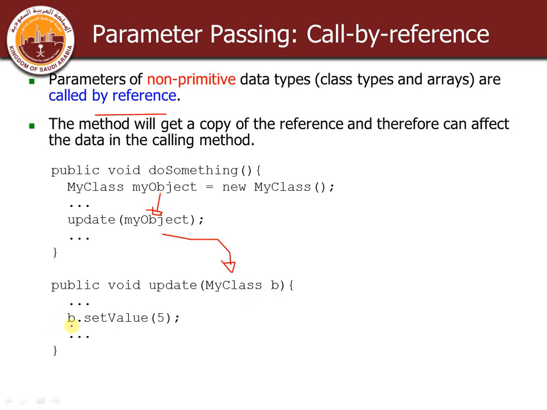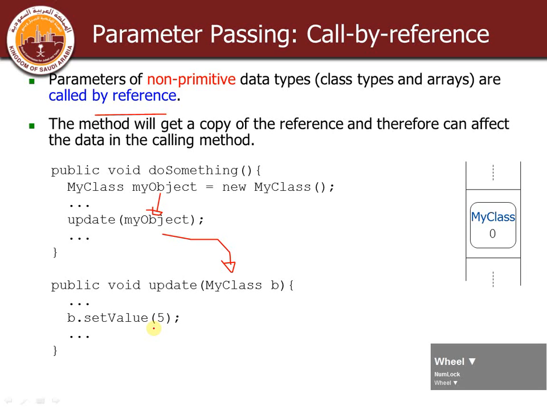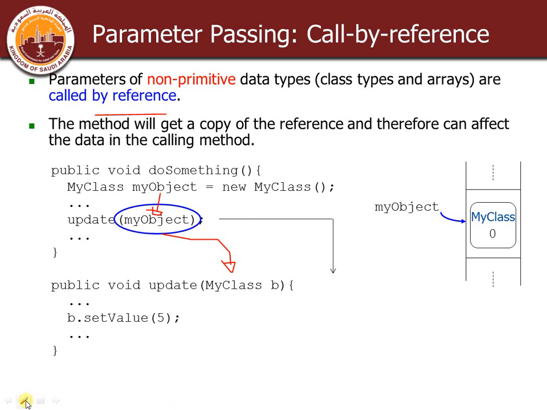So now if I do some b.setValue(5), I'm going to put something inside one of the variables of that object. So it is going to change, because now what I did when I declared my object, this is my object of the type my class, and imagine that this value was 0 at the beginning. Now I'm calling setValue.